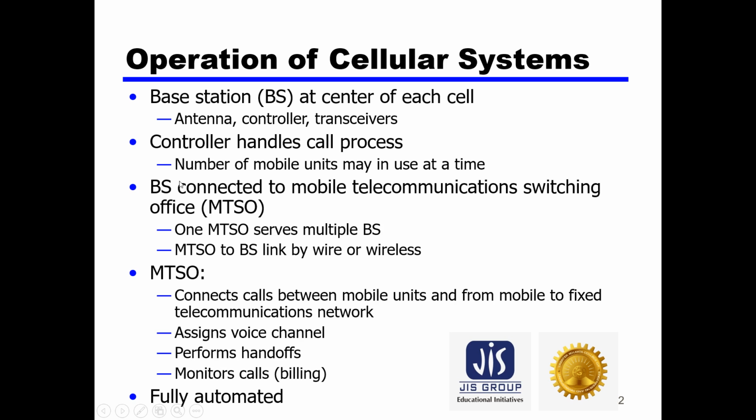Then the base station is connected to the mobile telecommunication switching office. Means in a cell there is one base station that is connecting to all the subscribers, and again the base stations are connected to a particular switching station, that is called the MTSO, mobile telecommunication switching office. Okay, so one MTSO again has multiple base stations.